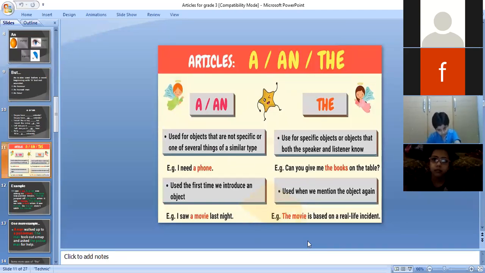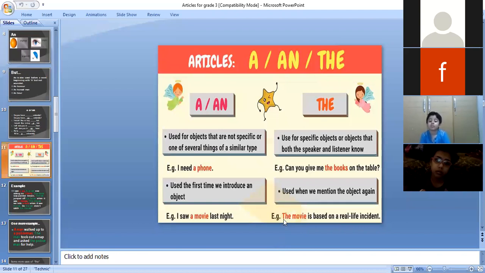Okay, when we mention the object again, the movie is based on a real life incident. Here, I have used "the" because we have talked about the movie first. We have talked about that movie before. We have mentioned it before, but now we are talking about it again. So first time we will use "a," and second time we are going to use "the" before it. Clear? Is that clear? Second time, yes, "the."